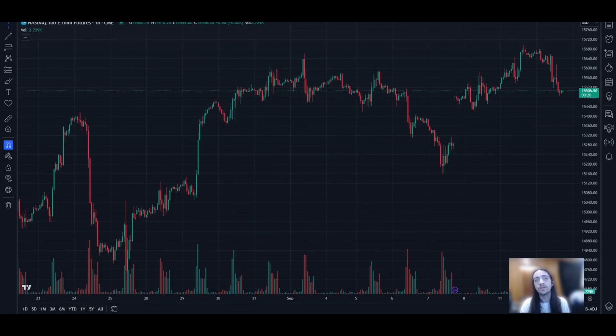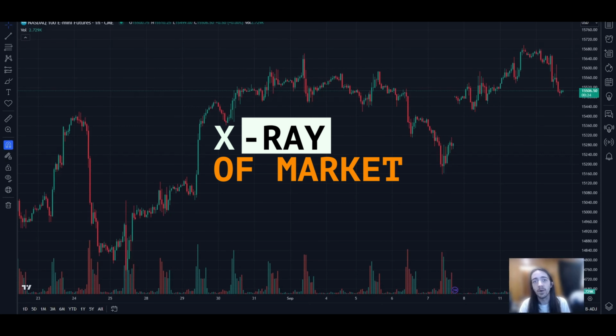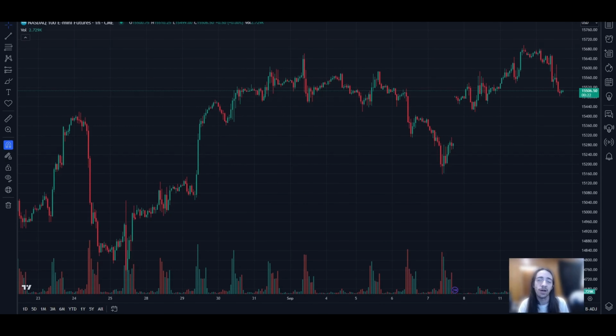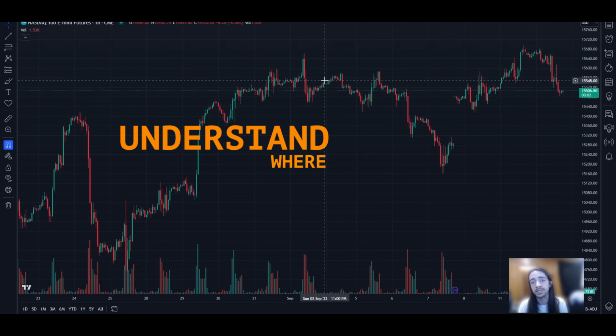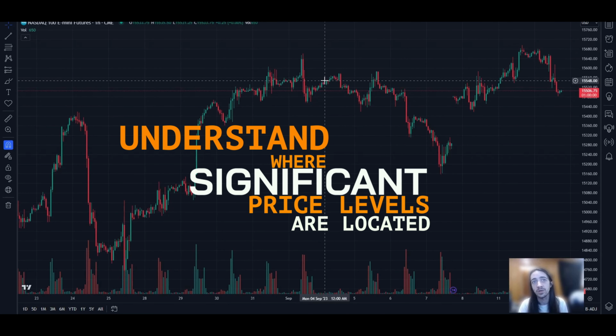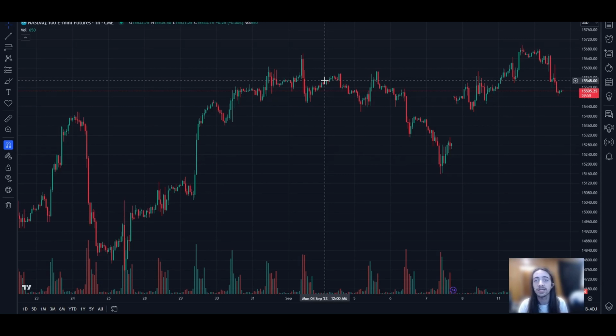So Volume Profile is like an X-ray of market activity. It shows us how much volume was traded at a specific price over a specific period of time, typically displayed as horizontal bars on a price chart. So unlike these vertical bars down here, they're horizontal, so they line up with specific prices. This tool helps traders and investors understand where significant price levels are located based on volume of trades that occurred at that specific price point.